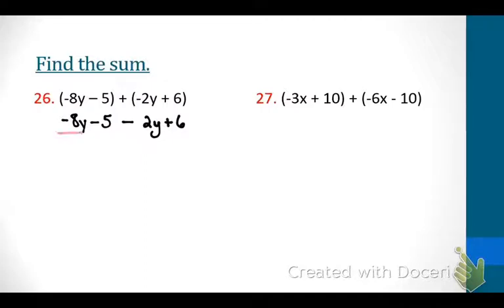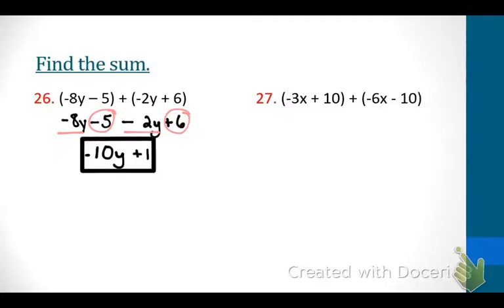Negative 8y and negative 2y. Good job. Negative 5 and 6. Very good. Now go ahead and combine the like terms. What's negative 8y minus 2y? Okay, negative 10y, and then negative 5 plus 6 is what? 1. Plus 1. So your final answer is negative 10y plus 1. I do not do really anything, so just drop the negative 3x.